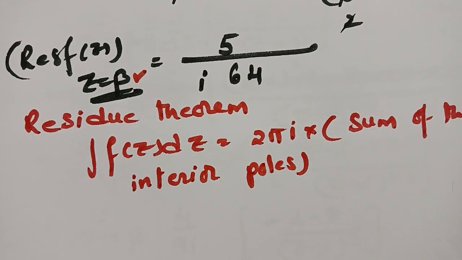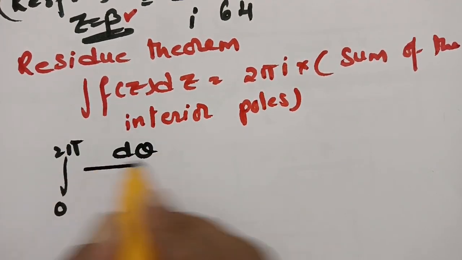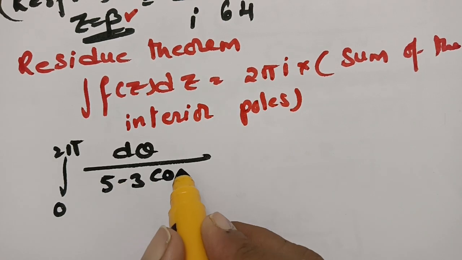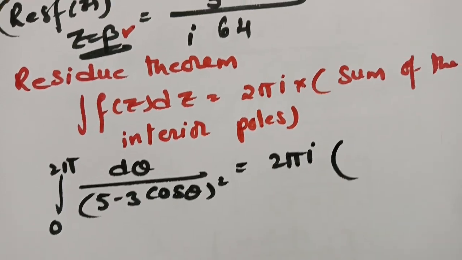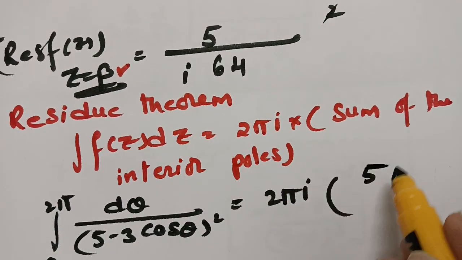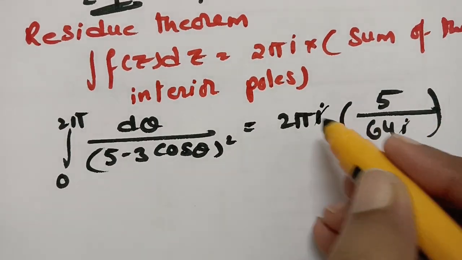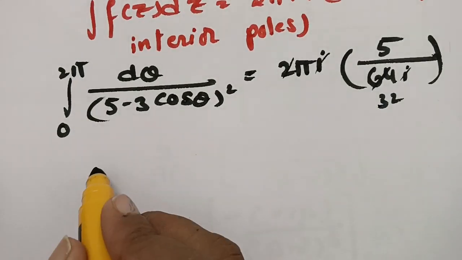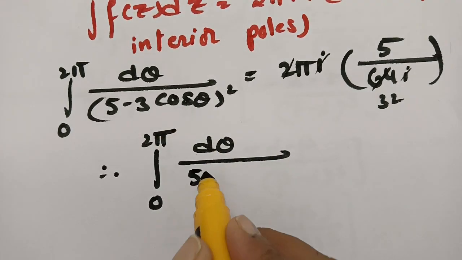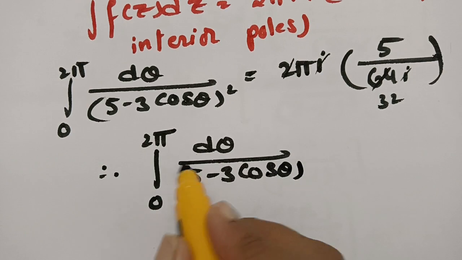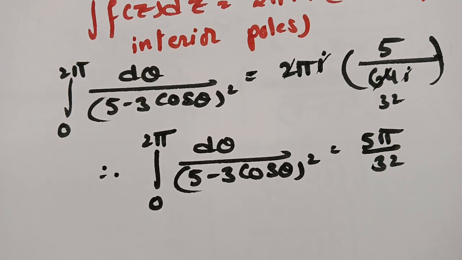Now what is the integral here? The integral here is nothing but, from the question, integral 0 to 2 pi d theta by (5 minus 3 cos theta) whole square is equal to 2 pi i times the residue. The residue at the interior pole here is 5 by 64 into i. If I cancel this i and 2, we get 32. So therefore integral 0 to 2 pi d theta by (5 minus 3 cos theta) whole square is equal to 5 pi by 32. So this is the final answer.